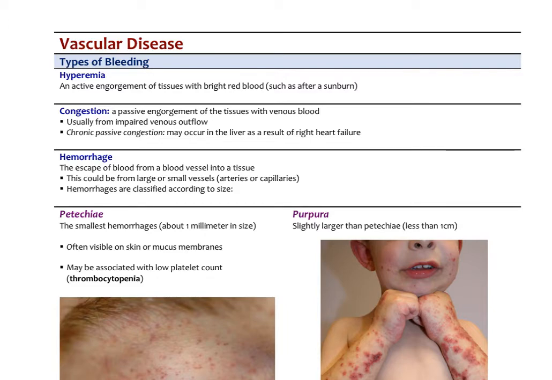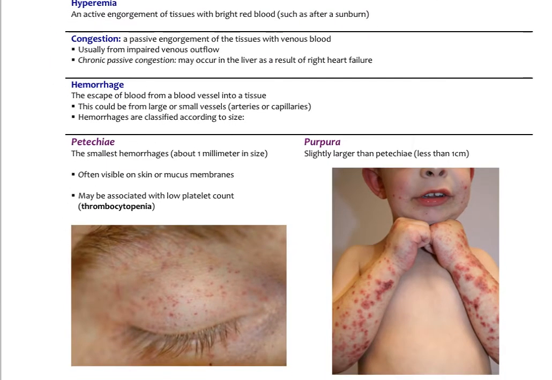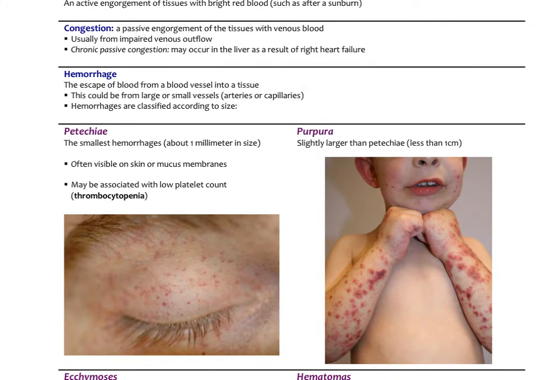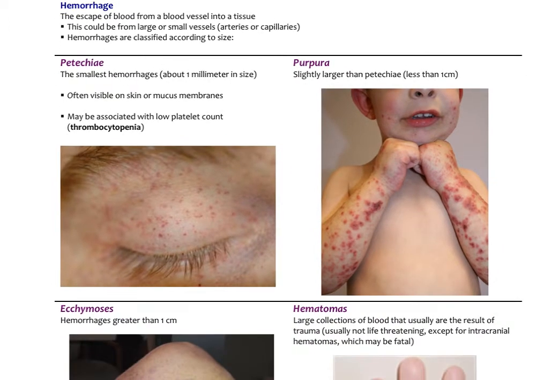Hemorrhage is the escape of blood from a blood vessel into a tissue. So that can be from either a large or small vessel, from either arteries, arterioles, or capillaries. And we classify the hemorrhages according to size. So the very smallest hemorrhages would be petechiae. They're about 1 millimeter or less in size. They're usually visible on the skin or the mucous membranes. And this is very commonly associated with low platelet count. Remember, another name for platelets is thrombocytes. So thrombocytopenia would be a low platelet count.